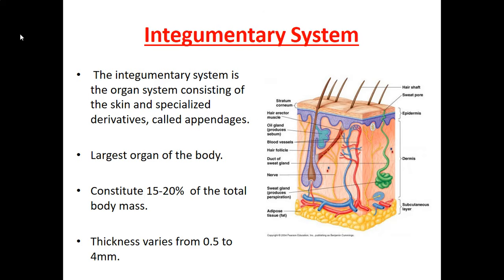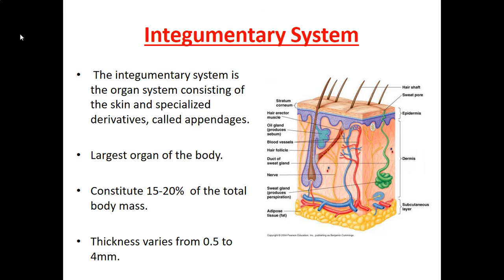Today we are going to discuss the histology of the skin. The integumentary system is the largest part of the body. It is the organ system consisting of the skin and specialized derivatives called the appendages, for example nails, sweat glands and other things. The largest organ of the body is the skin.